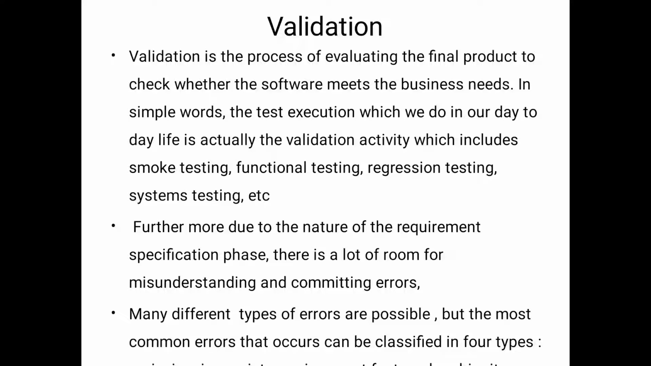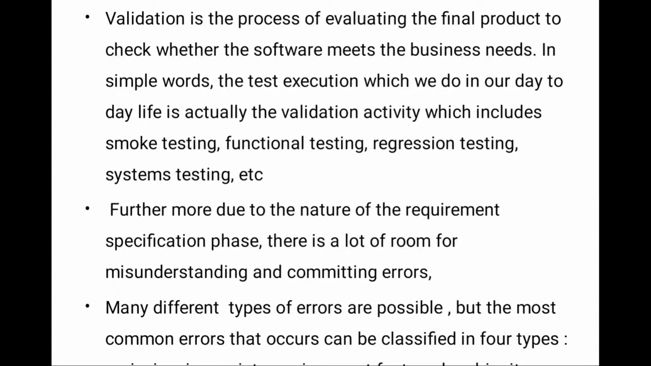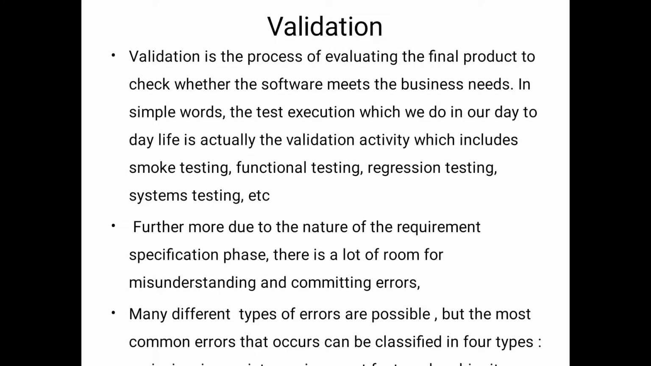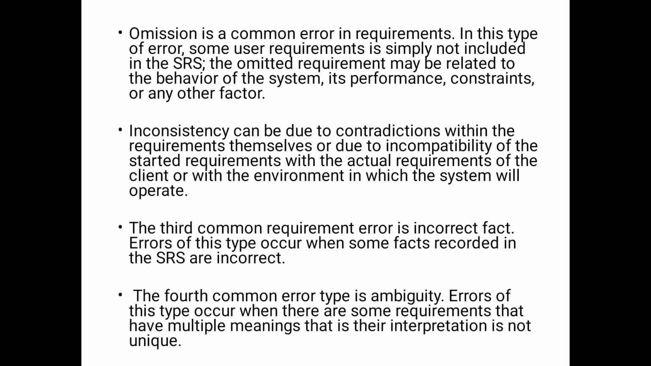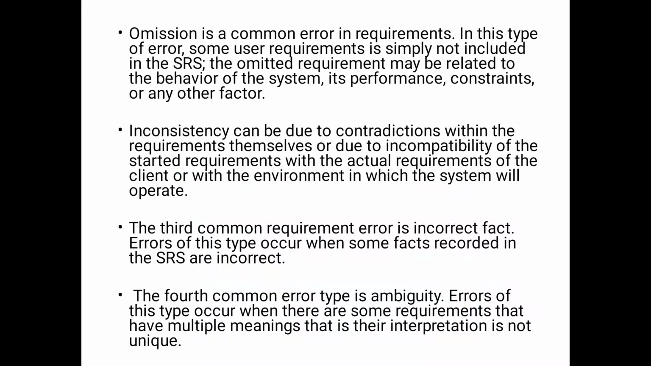Furthermore, due to the nature of the requirement specification phase, there is a lot of room for misunderstanding and committing errors. So, this is validation. It is the process of evaluating the final product to see whether it meets the requirements or not. Here there are mainly 4 things we consider regarding validation: omission, incorrect fact, inconsistency and ambiguity. So, what do we mean by omission?